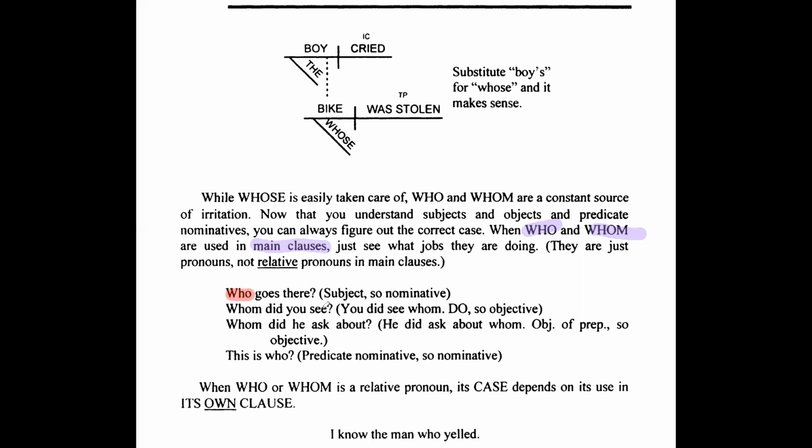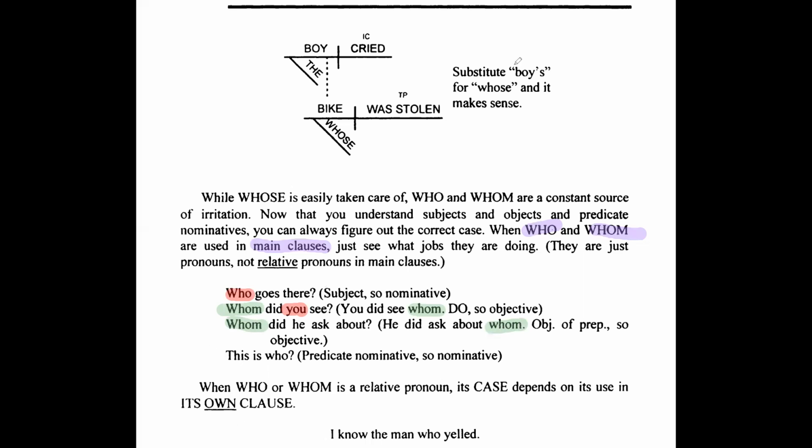Whom did you see? All right, where's the subject here? You did see. So did see is the main verb. Whom? What is whom? It's a direct object. You did see whom, right? See when you rearrange it. So it's a direct object, so it's in the objective case, obviously. Whom did he ask about? Whom again? Why? It's an object. Object of what? About whom? He did ask about whom. It's an object of a preposition, so it's in the objective case.